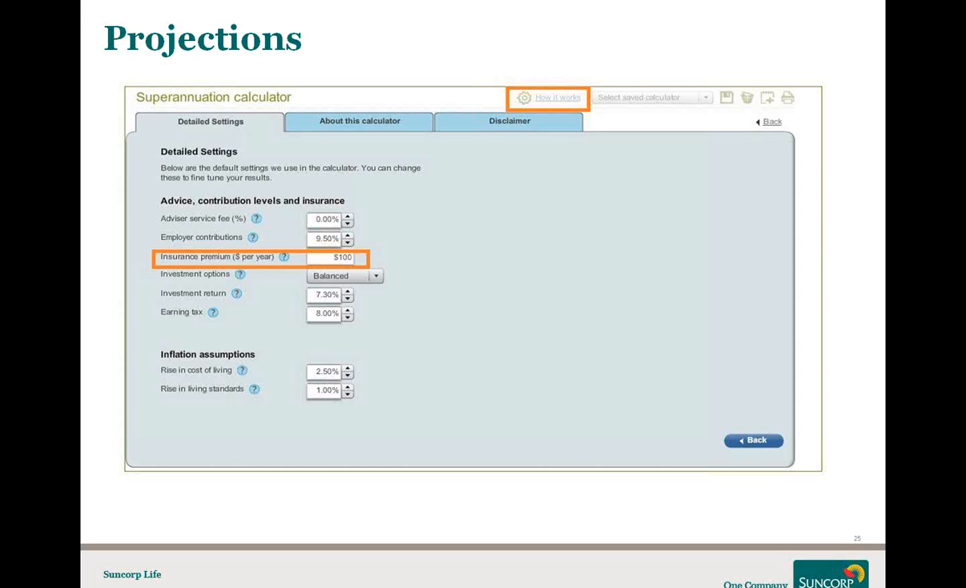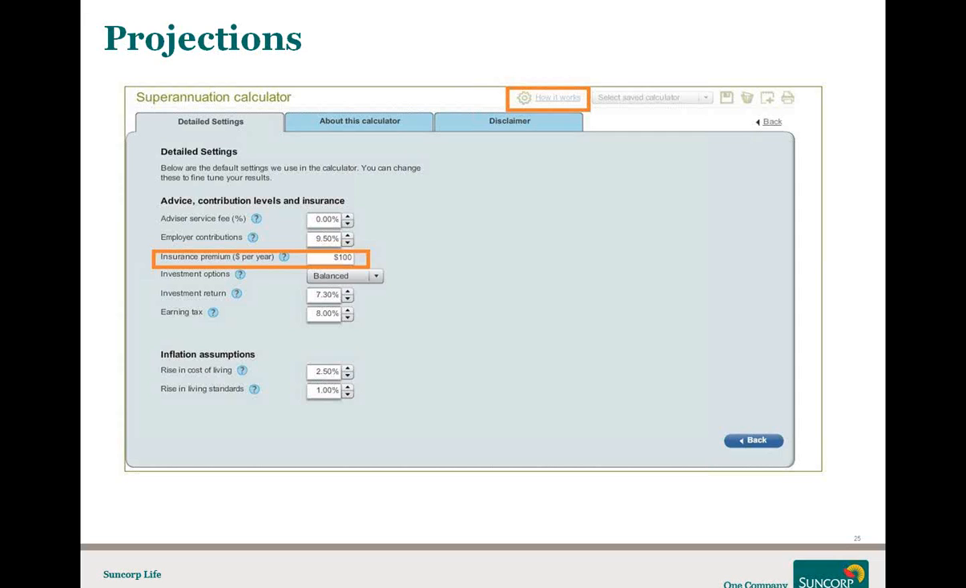So to input the insurance premium and set the expected investment return when you're using the calculator, you need to make sure that you click on the How It Works section, towards the top right. There is an Insurance Within Super quick reference guide that steps you through how to use this calculator. We're not going to spend a whole lot of time on the mechanics of the calculator today. If you do have any questions about it, please refer to that quick reference guide.